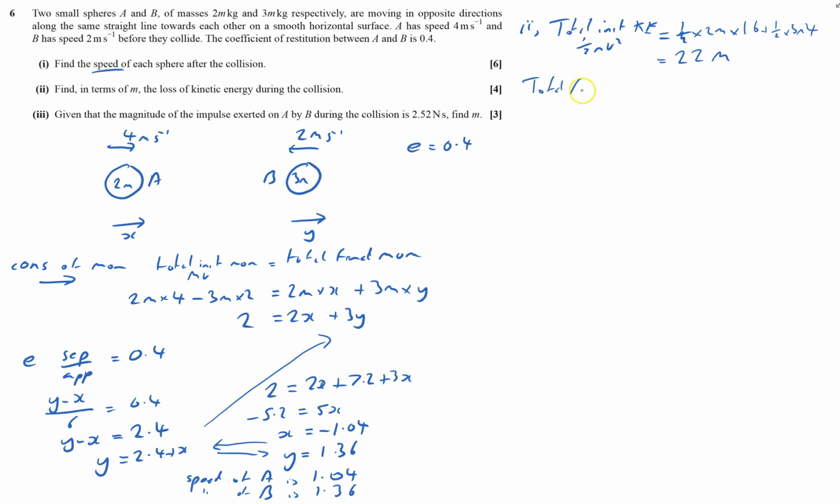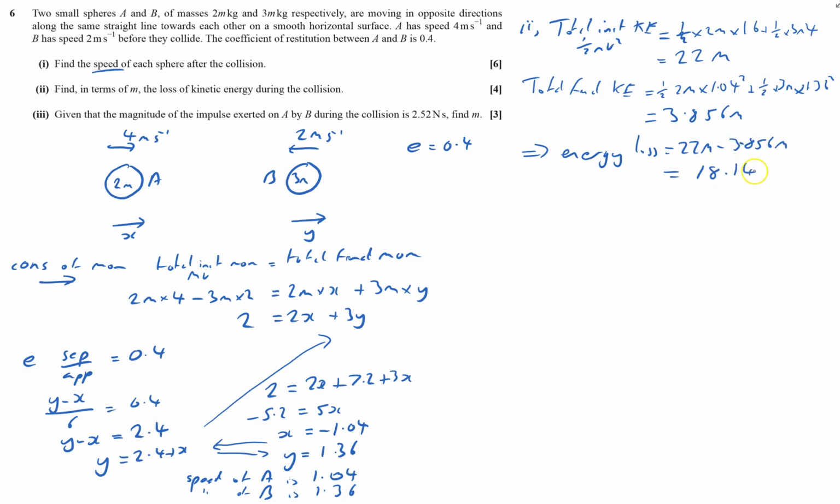The total final kinetic energy will equal the same sort of thing: a half times 2m times, as I've just worked out, 1.04 squared, plus a half times 3m times 1.36 squared, and that will give me 3.856m. Therefore the energy loss is 22m minus 3.856m, and that equals 18.144m. That's excellent.